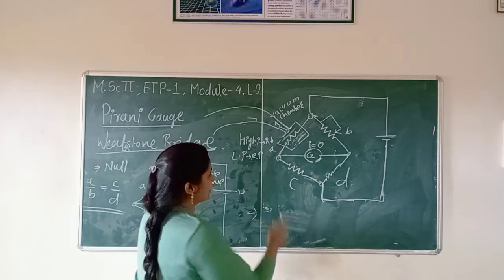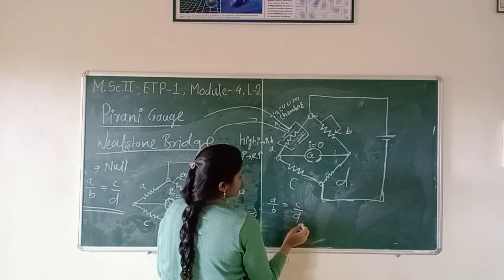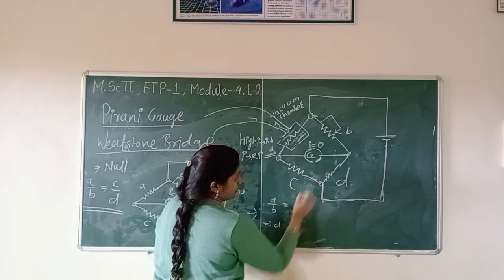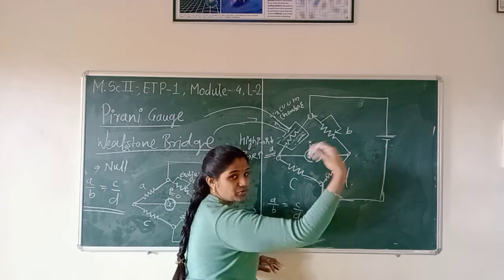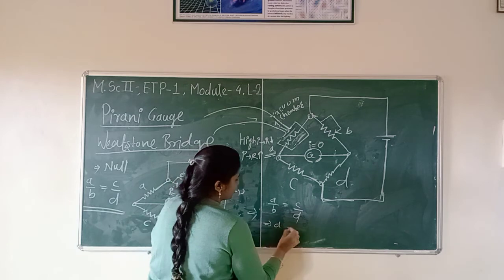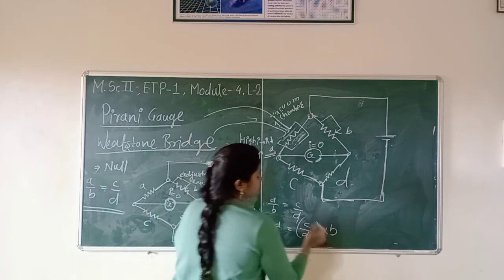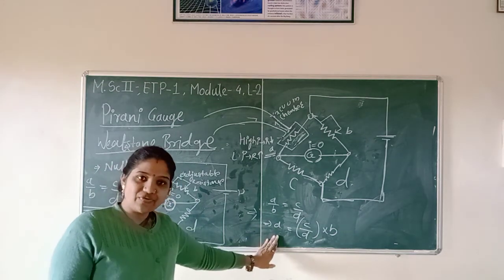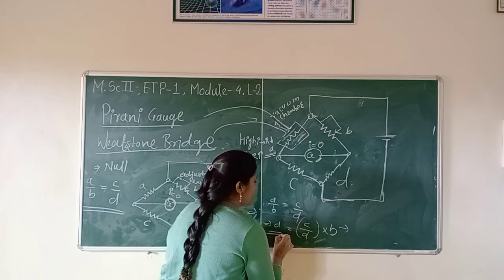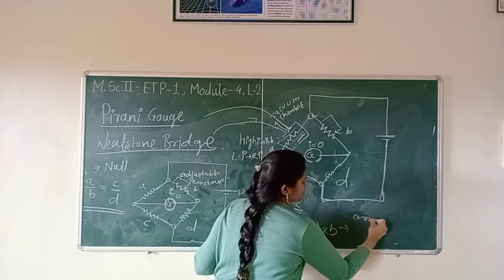Similarly, A by B is equal to C by D, and from this we find the resistance here. Because B we can adjust and we know the value of B, C and D are already known. From that we can easily find the value of A. As we know the resistance value, for that resistance value we have the corresponding pressure value.